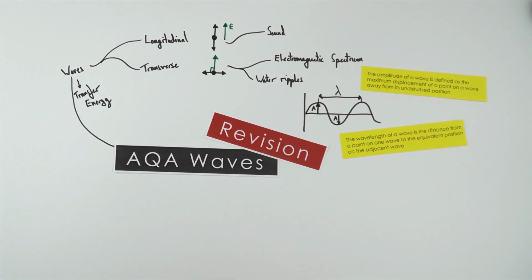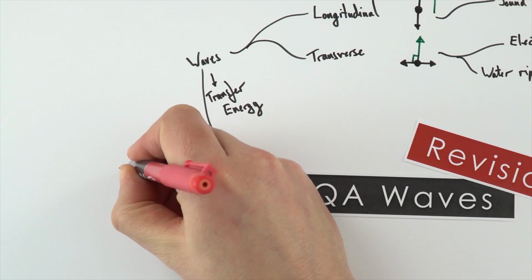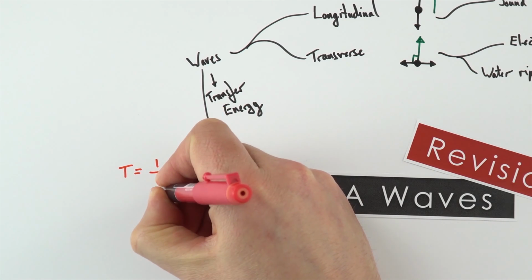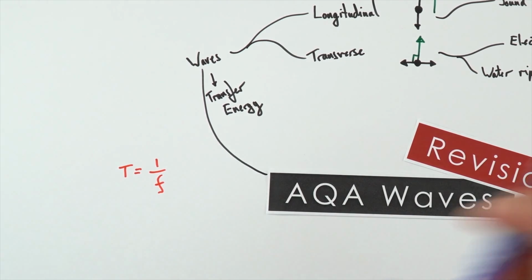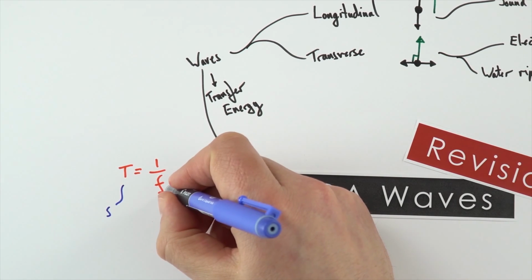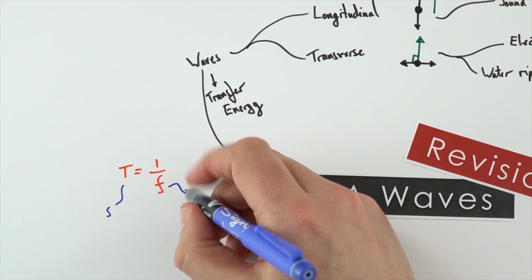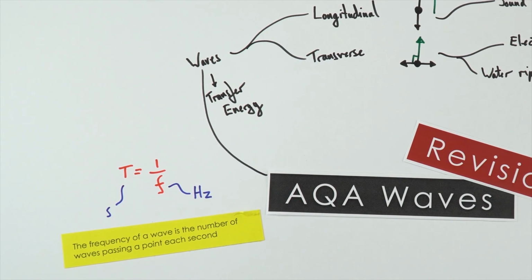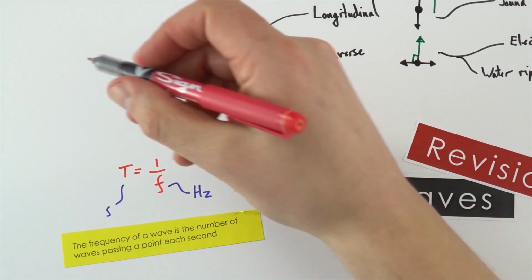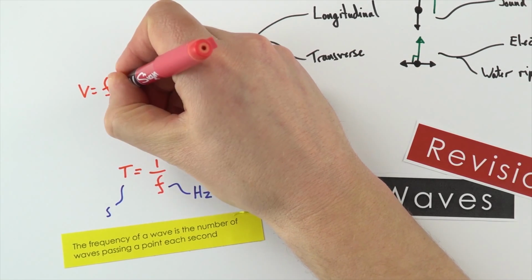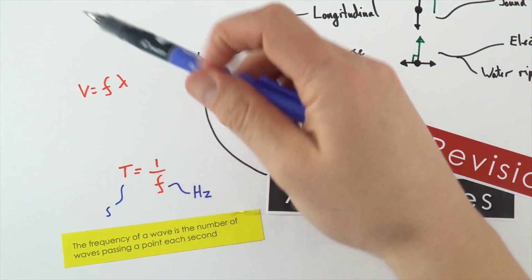And what we can look at then is the link between the time period for a wave and the frequency. We find that the time period of a wave is equal to 1 divided by the frequency. Now for this, we measure our time period in seconds, and it's capital T for time period, and we measure our frequency, which is the number of cycles per second, in hertz. So the frequency of a wave is the number of waves passing a point each second. The other equation that is really important to know is the wave speed equation, and this says that V is equal to F times lambda. So V is our wave speed.